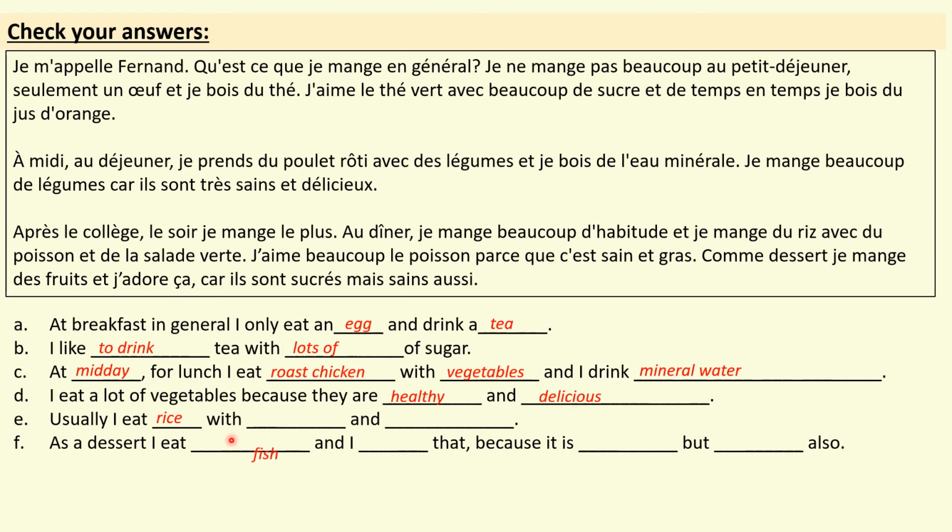Usually I eat rice with fish and green salad. So je mange du riz avec du poisson et de la salade verte. Well done. As a dessert, comme dessert, I eat fruit, des fruits. And I love, j'adore ça, because it is sweet but healthy also. Sucré mais sain aussi. Well done, Year 8. Pause if you need to. Tick those answers or correct them if you need to. Then press play to go on to the next activity.